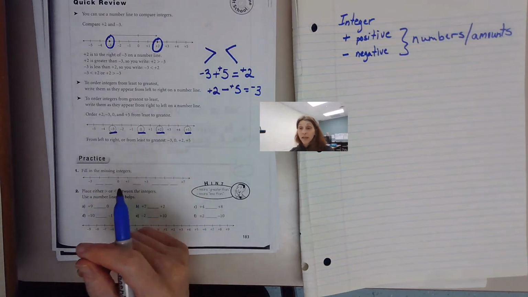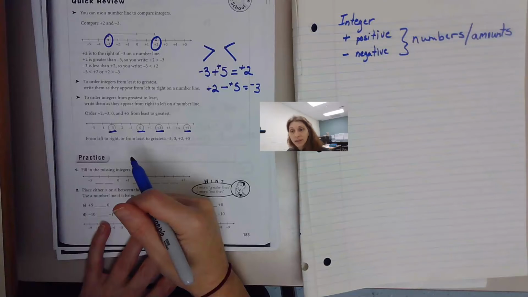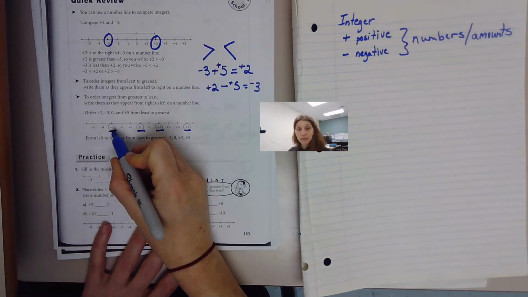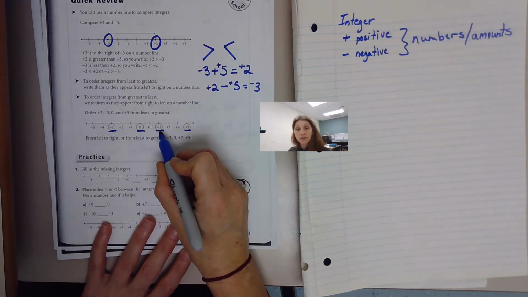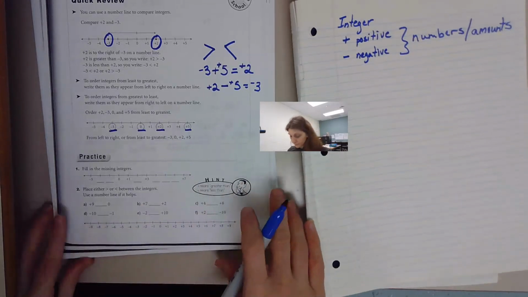So then, if you're using a number line, you can look at that and go, oh, well now if I'm putting these in order from least to greatest, -3 is the smallest, then next would come 0, next would be +2, and then after that would be +5. Okay?